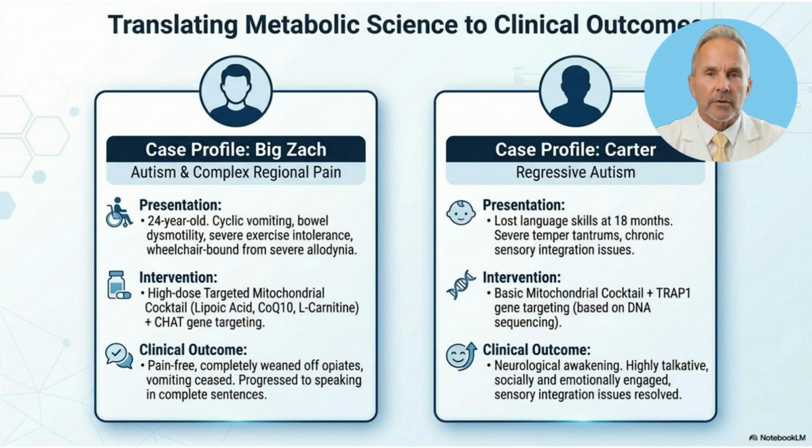Case profile: Carter, an 18-month-old who experienced regressive autism and lost language skills, following a basic mitochondrial cocktail and TRAP1 gene targeting based on DNA sequencing. The clinical outcome was a neurological awakening. Highly talkative, socially and emotionally engaged, sensory integration issues resolved.